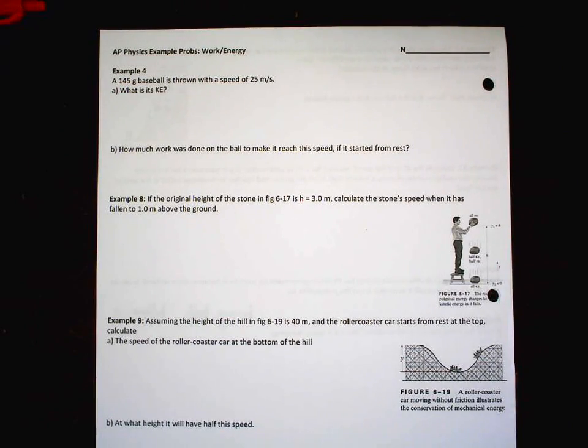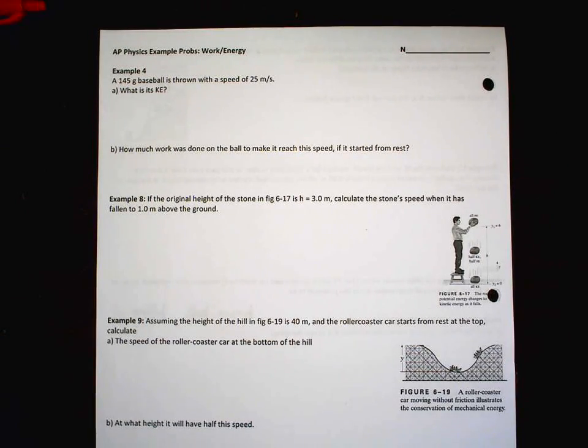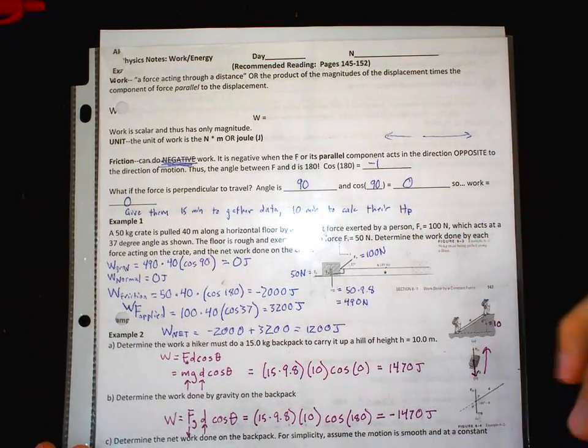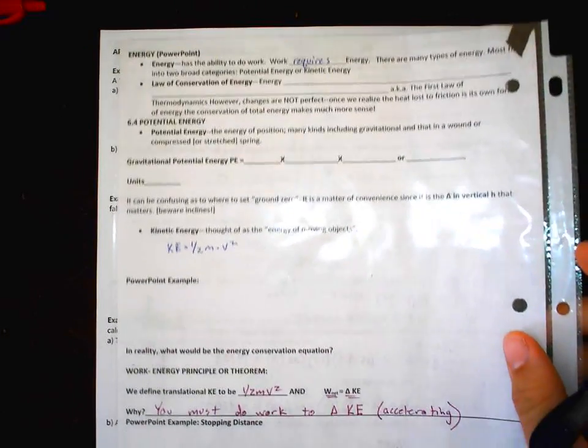Hi everybody. It's time to do a few work and energy example problems. These should be review. We did a note organizer in class. I'll show you what that looks like. Looks like this one here. Maybe a little different. Yours might look a little different, a little more updated. And these problems back here.